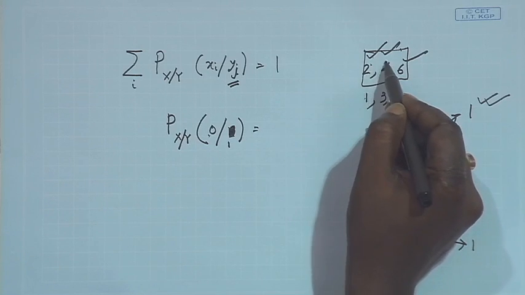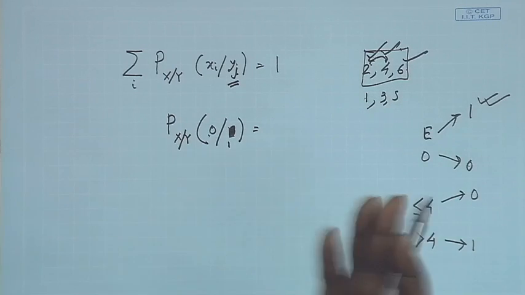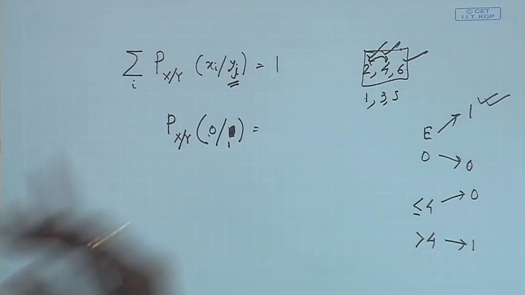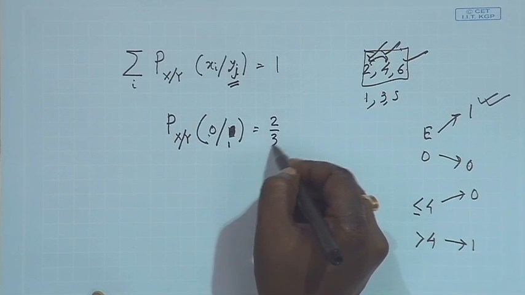So, there are 2 favorable outcomes towards that and 1 non-favorable. They are equally likely because the faces are equally likely to come. So, I can very fairly say that that probability should be 2 by 3.